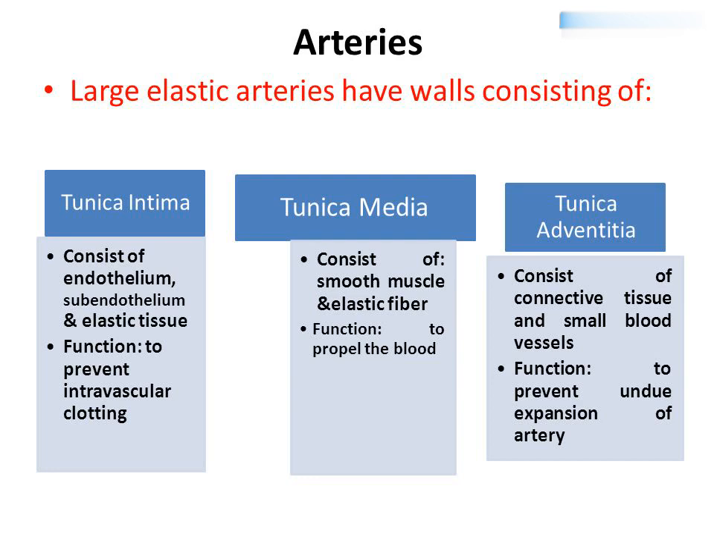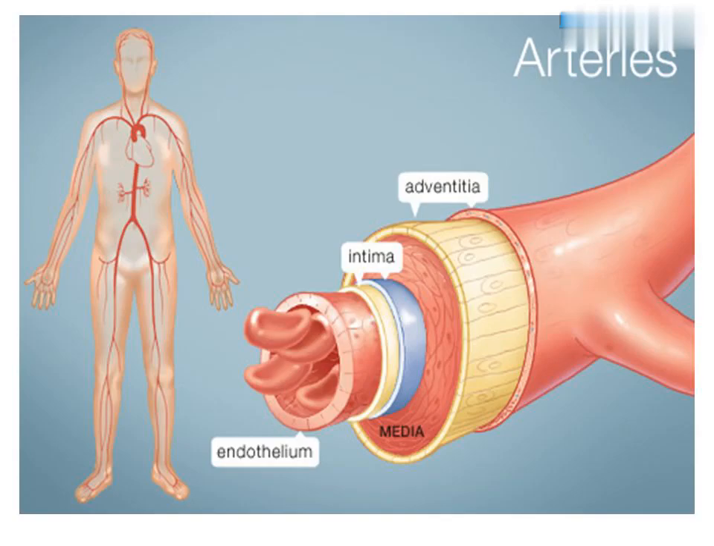Arteries. Large elastic arteries have walls consisting of tunica intima, tunica media, and tunica adventitia. The tunica intima consists of endothelium, subendothelium and elastic tissue. Function: to prevent intravascular clotting. Tunica media consists of smooth muscle and elastic fiber. Function: to propel the blood. Tunica adventitia consists of connective tissue and small blood vessels. Function: to prevent undue expansion of the artery.